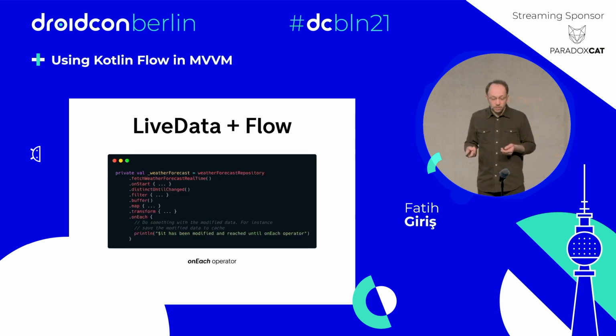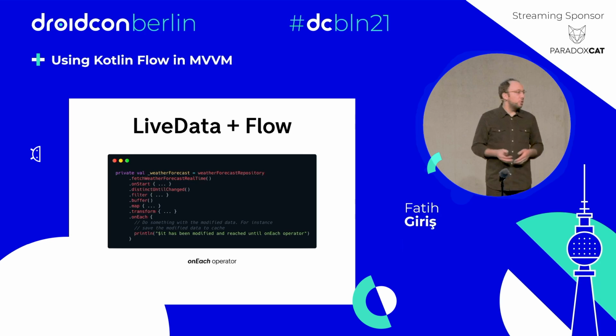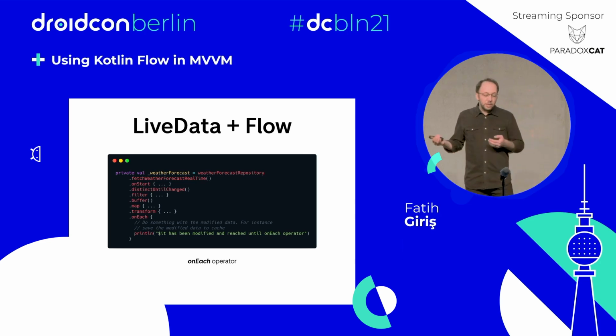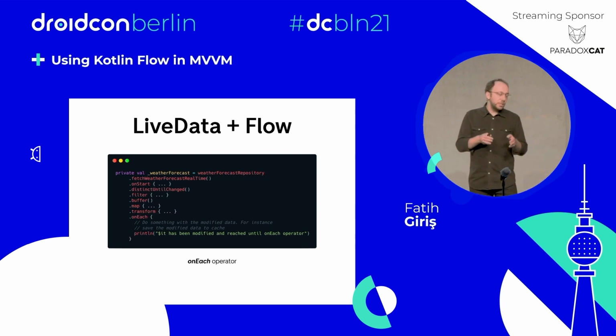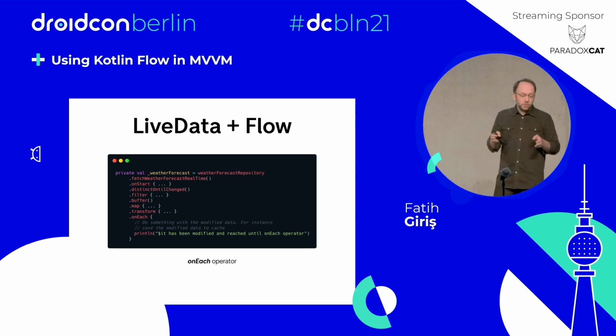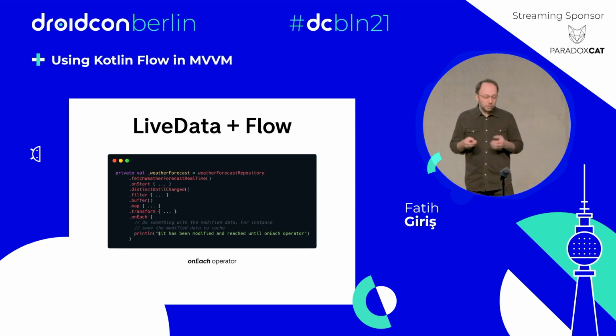With the onEach operator, if you want to log some data or save each emission to your local database, you can use onEach and just do whatever you want. But with onEach, you're basically not sending anything to the collector side. Instead you're just doing something like logging, saving to database, whatever you want.